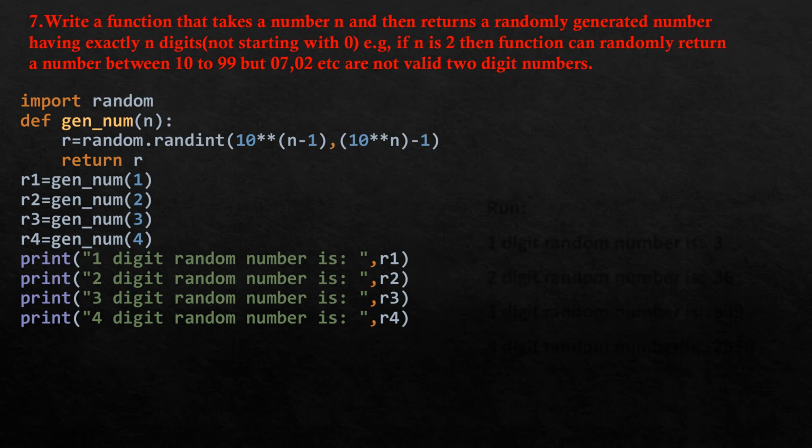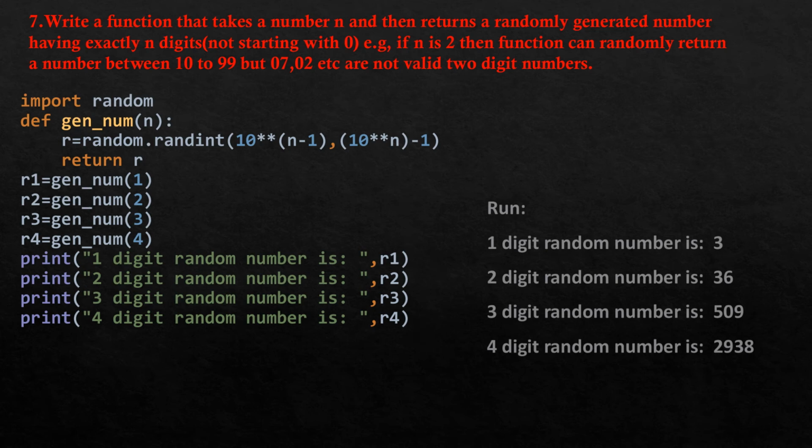Now we have called this function 4 times. In the first call, we have passed the n value as 1. That means we want a 1-digit random number. Second time, we pass the n value as 2. That means we want a 2-digit random number and so on. Let's see the output. The 1-digit random number here is generated as 3. The 2-digit random number is 36. 3-digit is 509 and like this. Whatever n value will be there, that many digits random number will be generated.